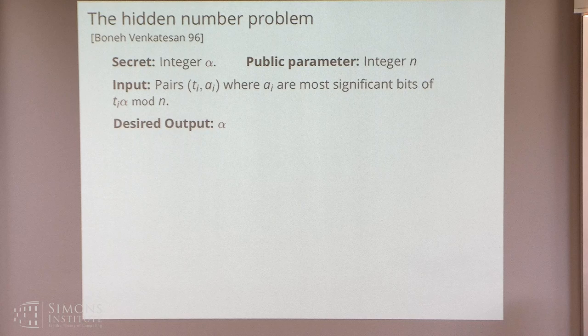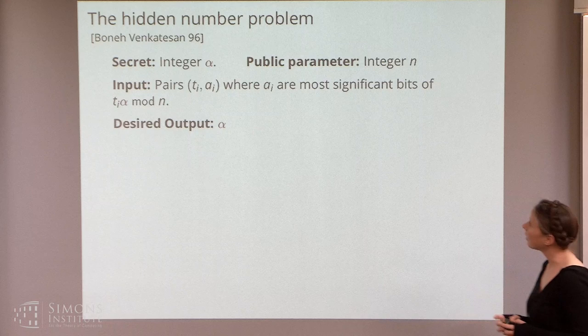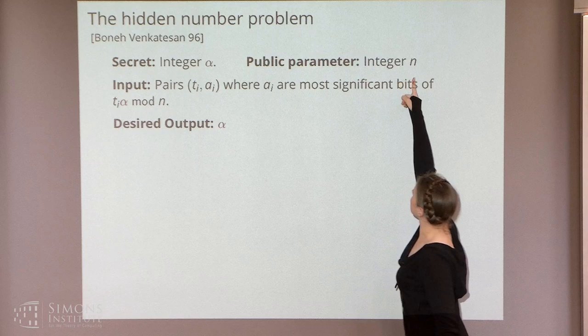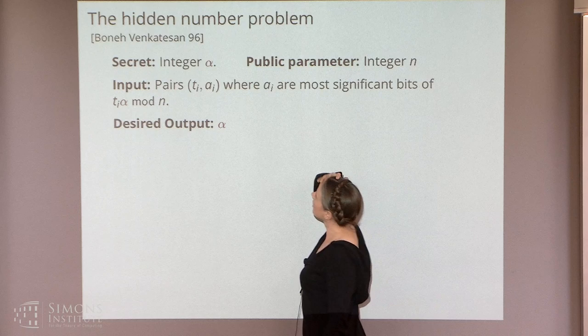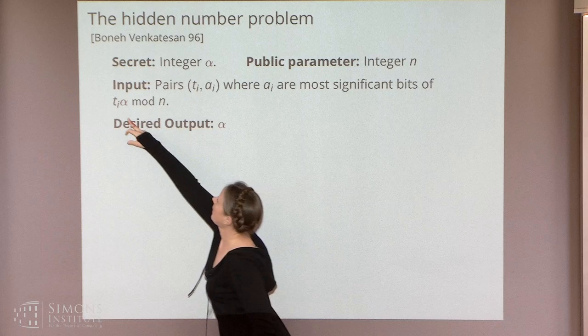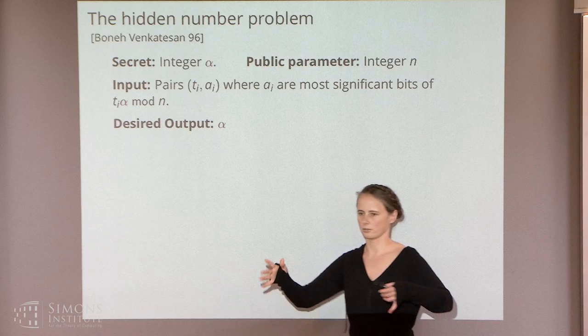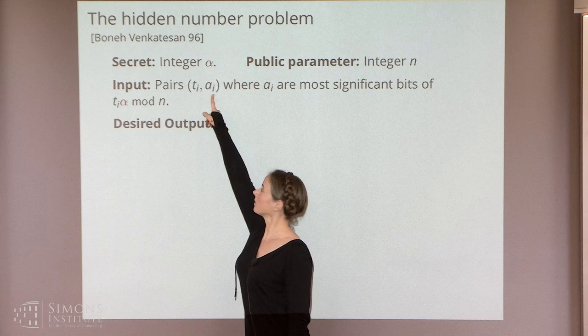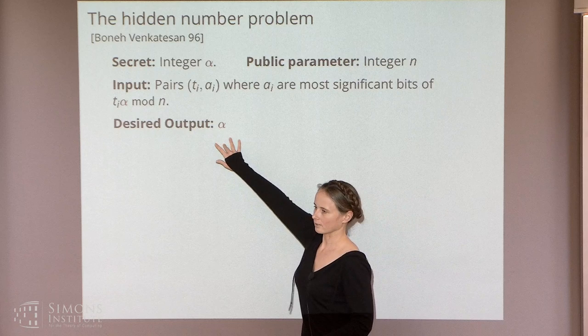the last thing I want to mention for technique-wise is the hidden number problem. In the hidden number problem, we have some secret integer alpha, and we have a public parameter, our modulus n, some integer, and we get multiples. It's an oracle problem. You hit a button, the oracle chooses a random integer t_i, computes t_i alpha mod n, and hands you the most significant bits of t_i alpha reduced mod n. Those significant bits I'll call a_i, because that's my favorite variable name. So you get a bunch of pairs t_i, a_i, and the desired output is alpha.